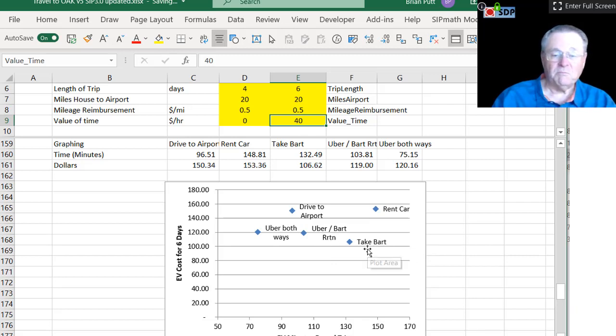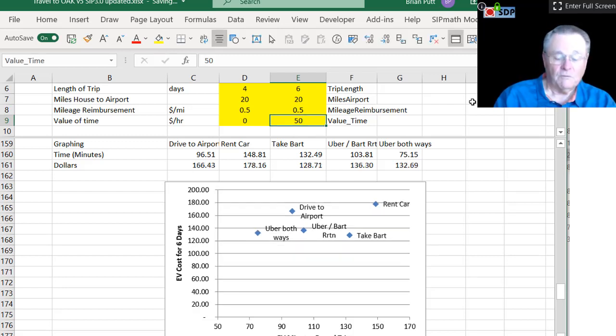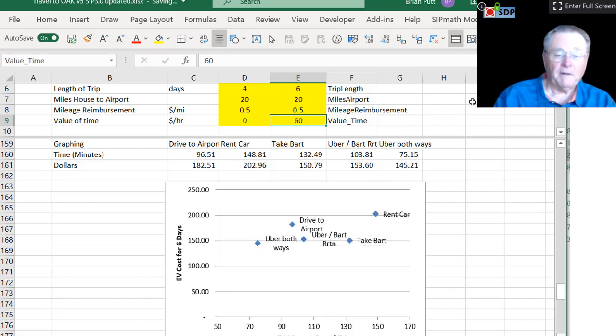And if I wanted to take just BART both ways and try to get that down, I'd have to maybe put in a higher number. Let's see if I can do that. I don't know if I can. 40, 60. They're about there, about $60. I put my value of time at $60. I could certainly eliminate taking BART as well. So anyway, you can see how you can do these sensitivities and determine what is the break even.